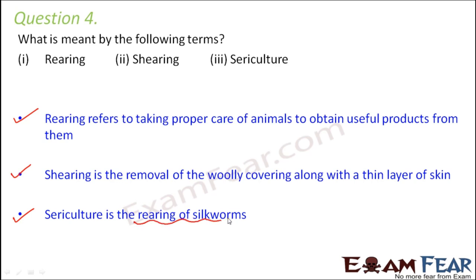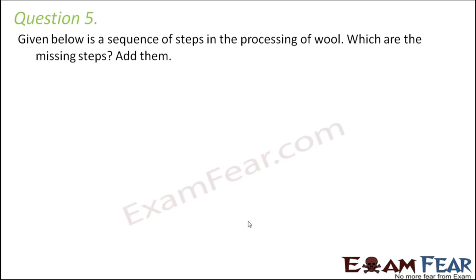Sericulture is the name given to the process of rearing of silkworms. In sericulture, as I showed you some time back, we make proper arrangements so that the silk moth is able to produce eggs and the silkworms get hatched from the eggs. So proper environment, temperature, moisture and hygiene are maintained so that silkworms can be reared properly to obtain good quality silk.